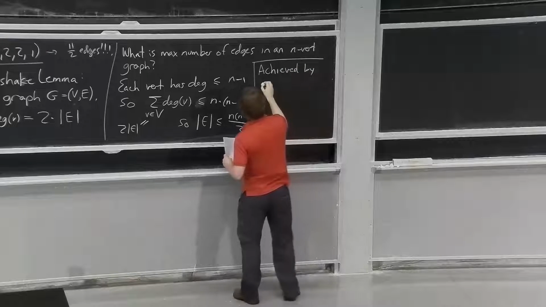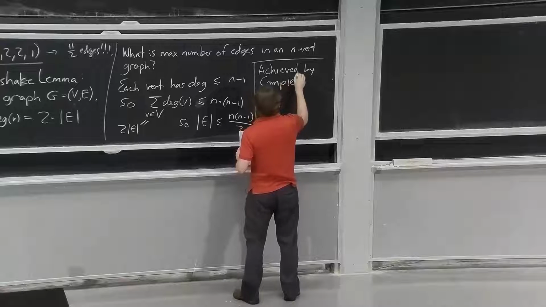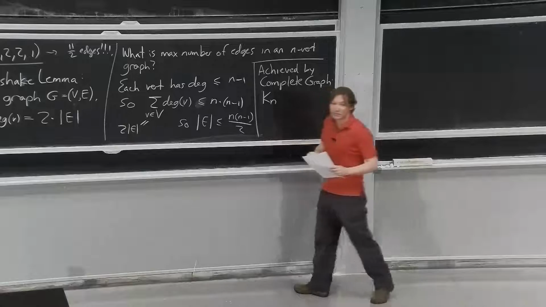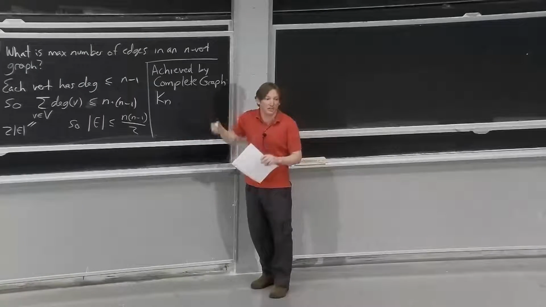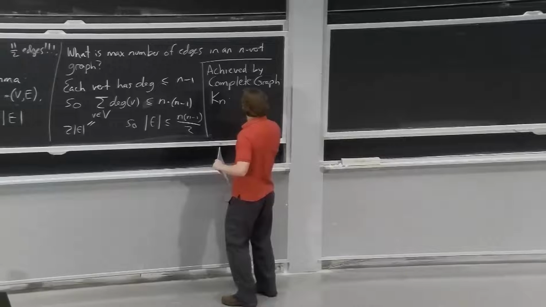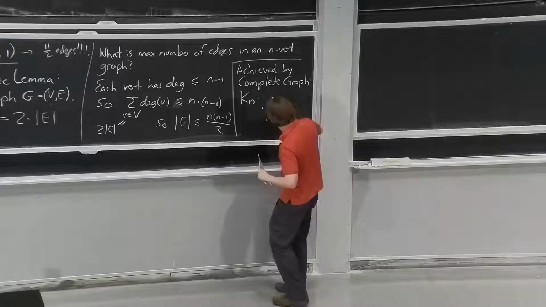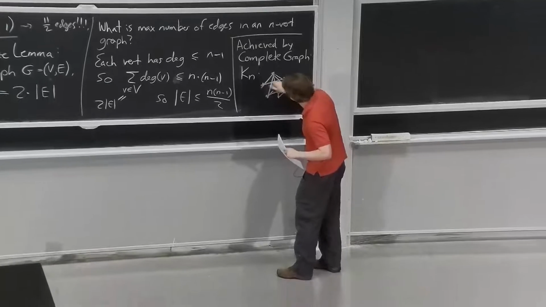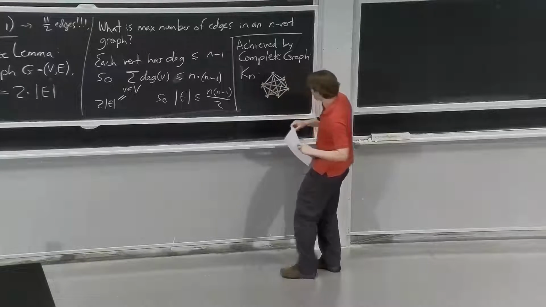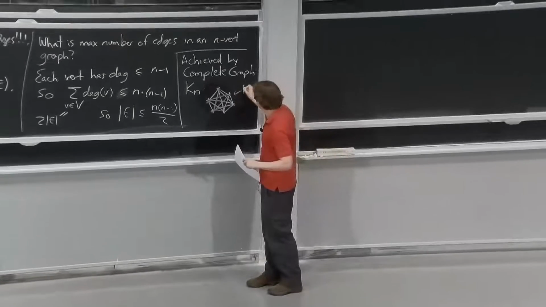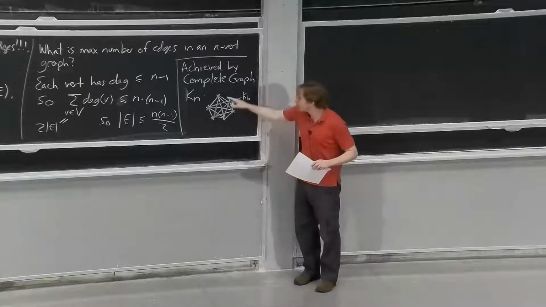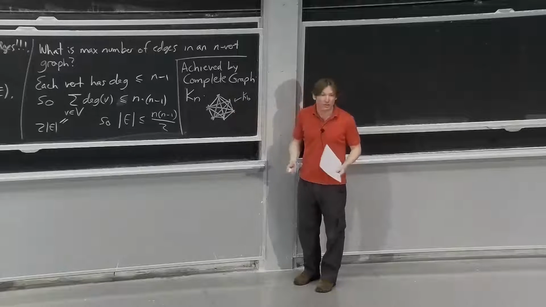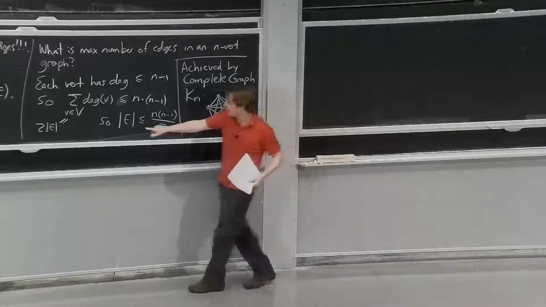Achieved by the complete graph Kn, which is the graph with n vertices and all possible edges. So this vertex connects to everyone. This vertex connects to everyone. This connects to everyone, connects to everyone. I think I got them all. So this is a drawing of K6. There are 6 vertices, and everyone connects to everyone. This graph indeed has every vertex with degree n minus 1, so it has exactly this many edges.